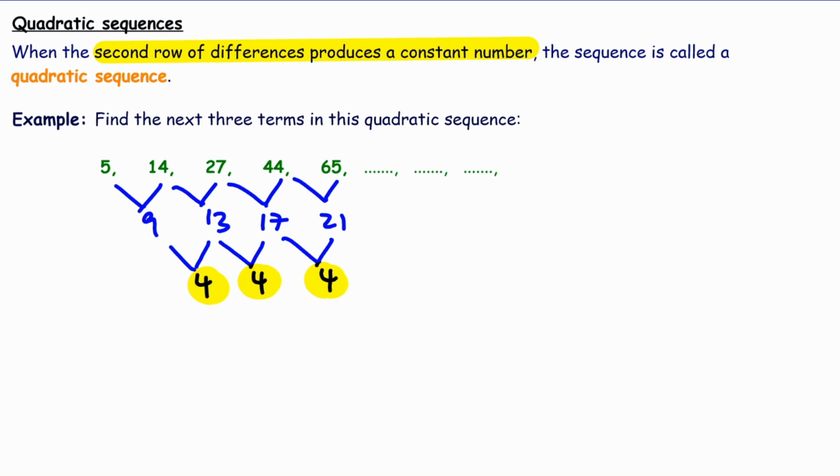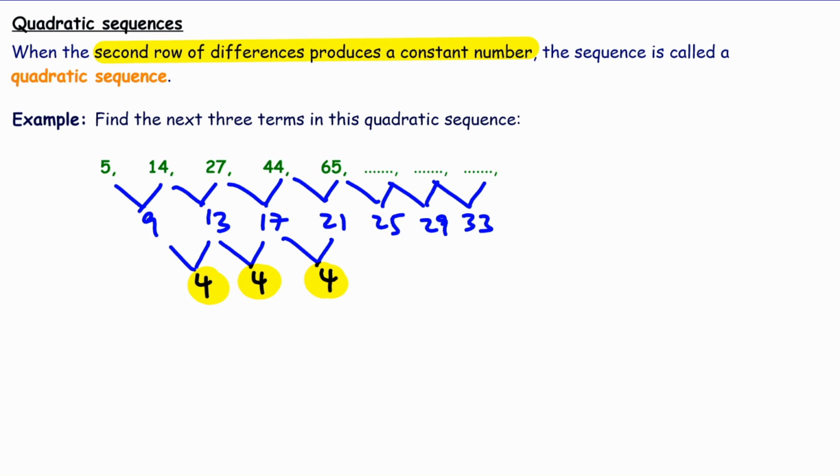Anyway, we are assuming that this pattern goes on and on and on. Of course it does. So we are going to use the same pattern to generate the next three terms of this sequence. So let's look at these differences. The first differences go up in fours. So if that's 21, that will be 25, and that will be 29, and that will be 33. And then we can use those to find these terms.